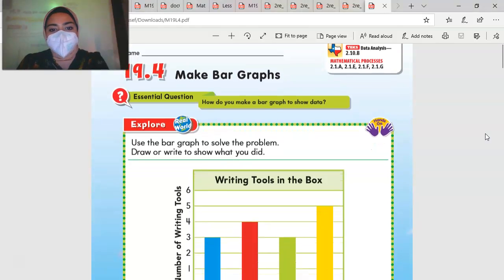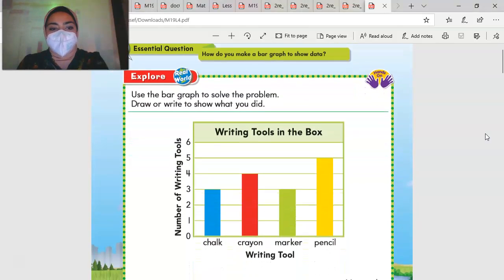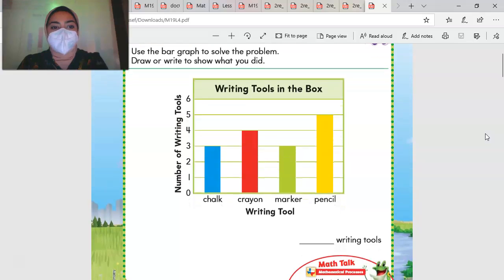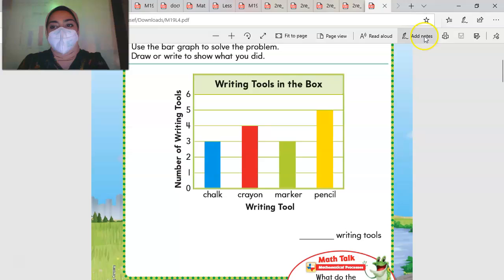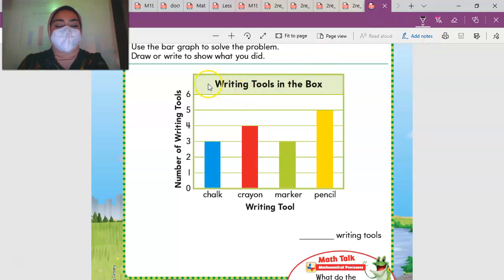So how do you make a bar graph to show data? Use the bar graph to solve the problem. Draw or write to show what you did. So remember, whenever we look at a bar graph, the first thing we do is we look at the title of the bar graph. The reason we do that is because we want to understand what is this data that they're putting in this bar graph.